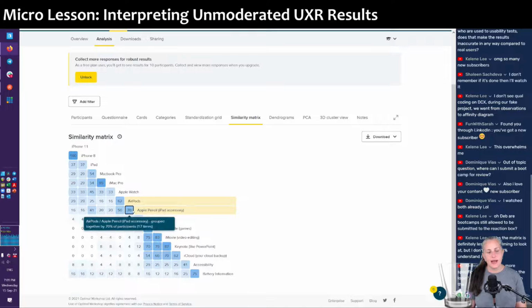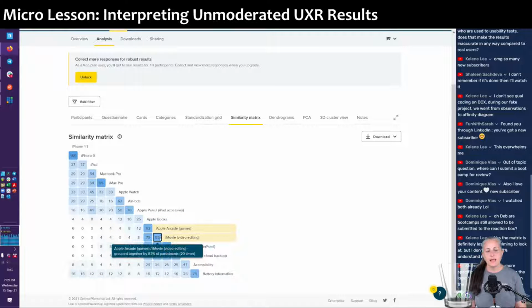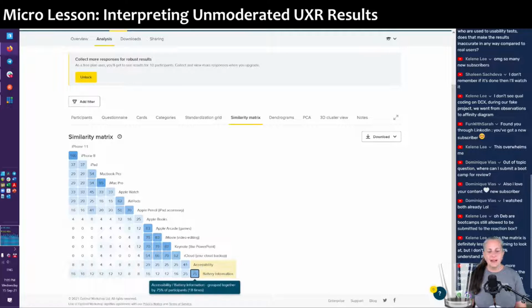So this diagram helps us find pairs, and then pairs grow into little groups, especially over here with Apple Books, Apple Arcade, iMovie, and Keynote. These seem to go together. Batteries seem to go with accessibility, but if we look back at the previous page, it was more from a sense of, I don't know what to do with these two things. People tend to group them together as things they didn't know what to do with. So that doesn't mean you'll put them together in your hierarchy. That's why we have to look at all of the pieces of the puzzle here.